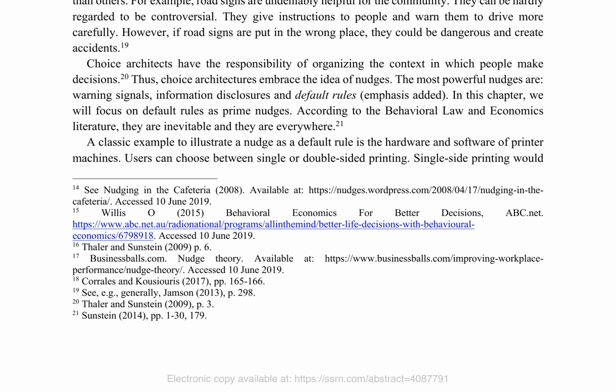An example is the hardware and software of printer machines, where users can choose between single or double-sided printing. Single-side printing would be the default option, encouraging users to choose double-sided printing to save paper. This chapter focuses on default rules as prime nudges, illustrating how they can be used to influence behavior in a predictable way without limiting individual freedom.